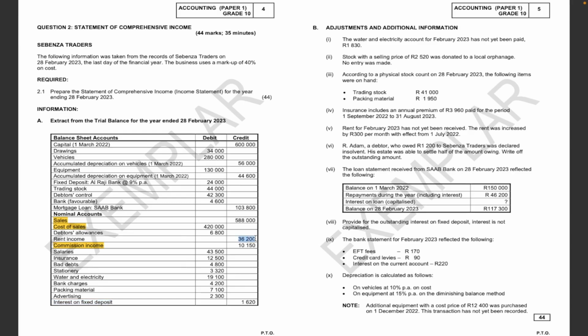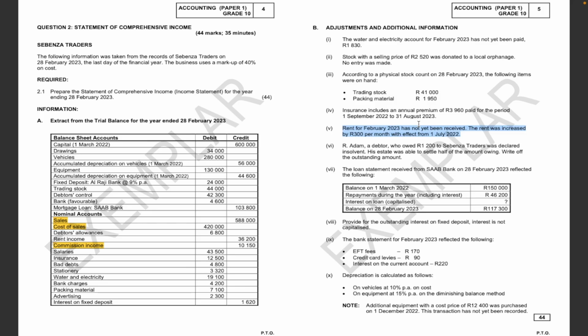But let's look at our adjustments and additional information. Now, rent income usually and almost always will have a note regarding the rent income. So they will tell you the tenant paid for an extra month, or he has not paid yet for February 2023, and we need to take that into account. So let's have a look here, and you can see here we have a note on rent. Okay, we are told that the rent for February 2023 has not yet been received.